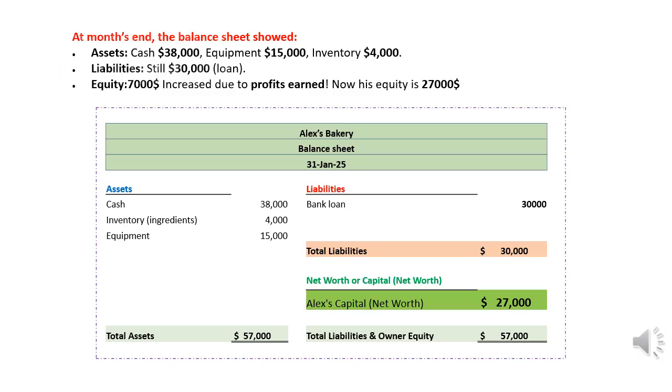At the end of the month, Alex's balance sheet showed $38,000 in cash, $15,000 in equipment, and $4,000 in inventory. Liabilities remained at $30,000, but equity increased to $27,000 due to profits earned, demonstrating the bakery's growth.